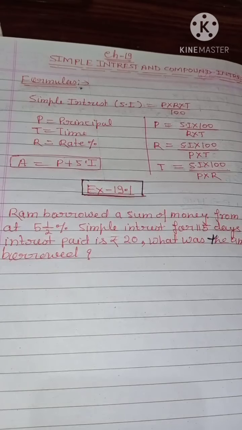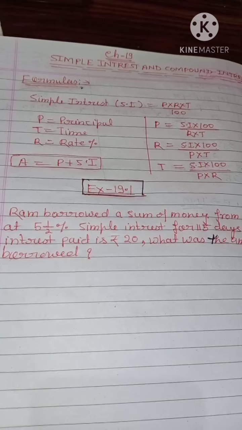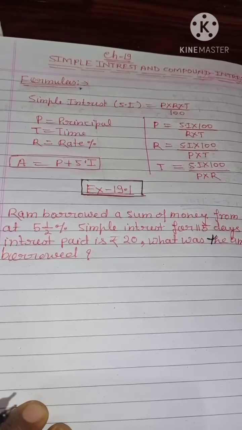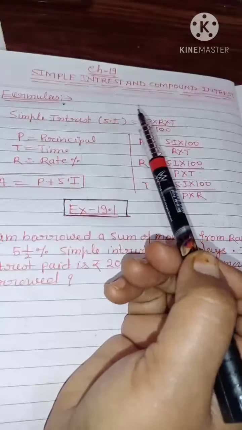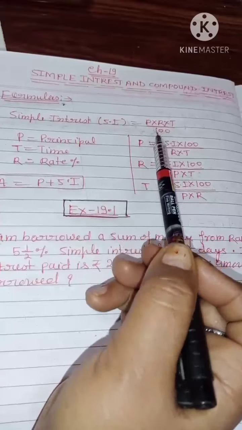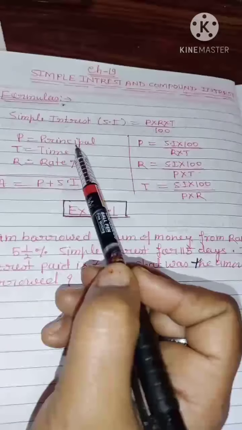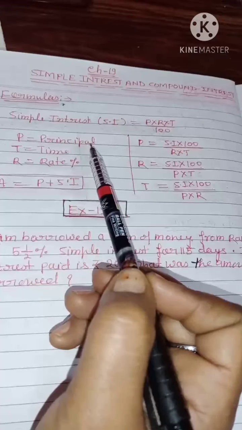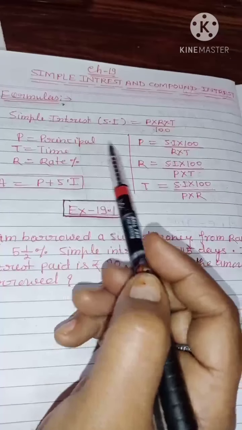Good morning, children. Beta, today we are going to start chapter number 19, that is based on simple interest and compound interest. This simple interest formula you have studied in class 7th also. What was the formula? Simple interest is equal to P into R into T upon 100, where P is the principal. Principal means the amount which we are depositing in a bank or anywhere for increasing it.